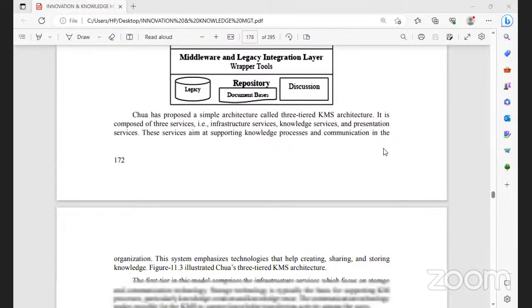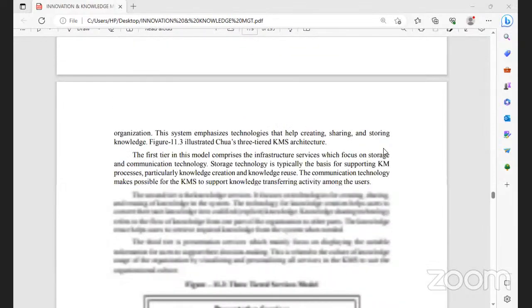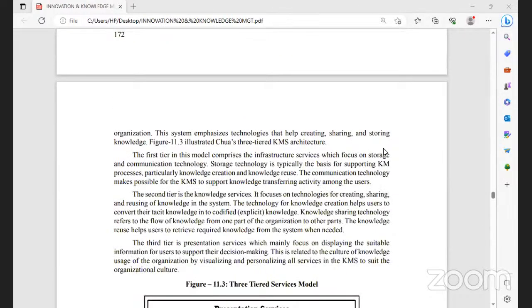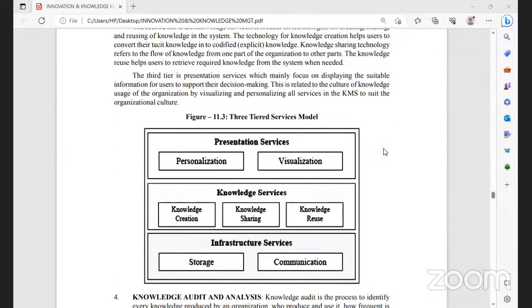Next one is the 3-tiered service model in knowledge management system: presentation services, knowledge services, and infrastructure services. Presentation services consist of personalization and visualization. Visualization relates to charts, graphs, tables, etc., diagrams. And knowledge services: knowledge creation, knowledge sharing, and knowledge reuse whenever we have that necessity.